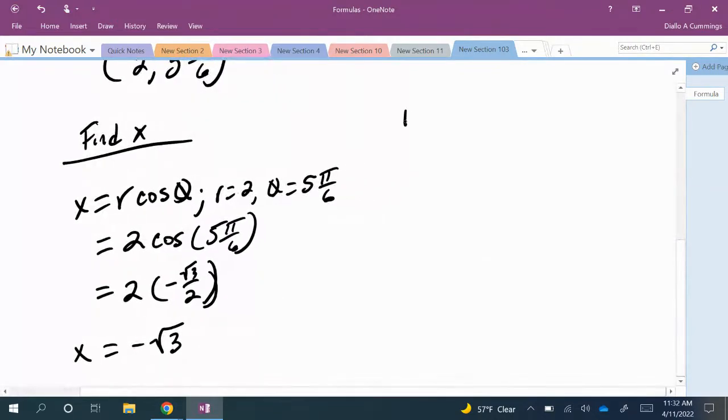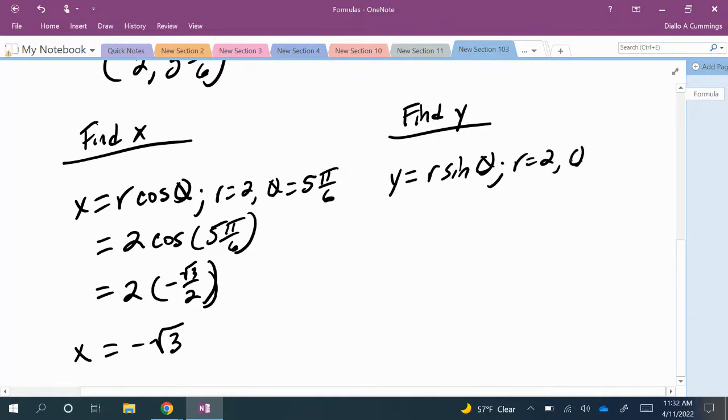Now I'm going to find y. So we're going to write the formula: y is equal to r times the sine of theta. So here again, we're going to substitute r for 2 and theta for 5 pi over 6.